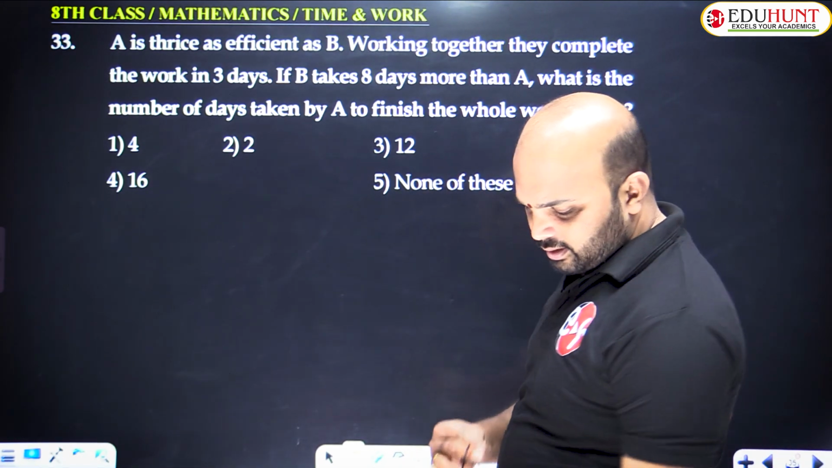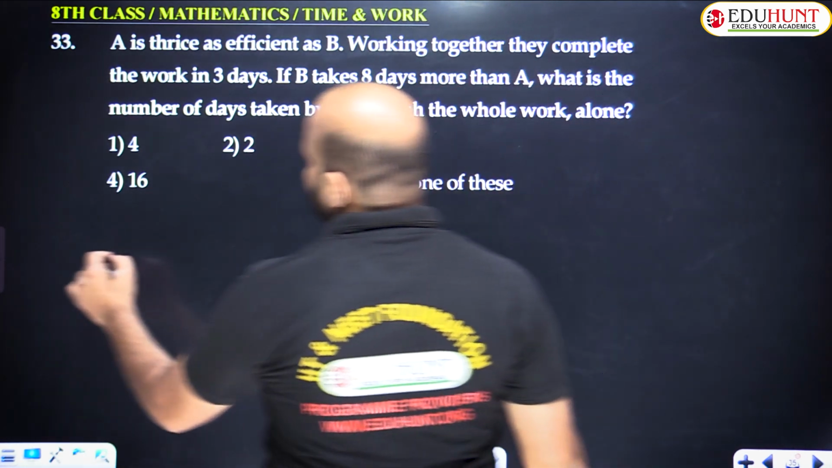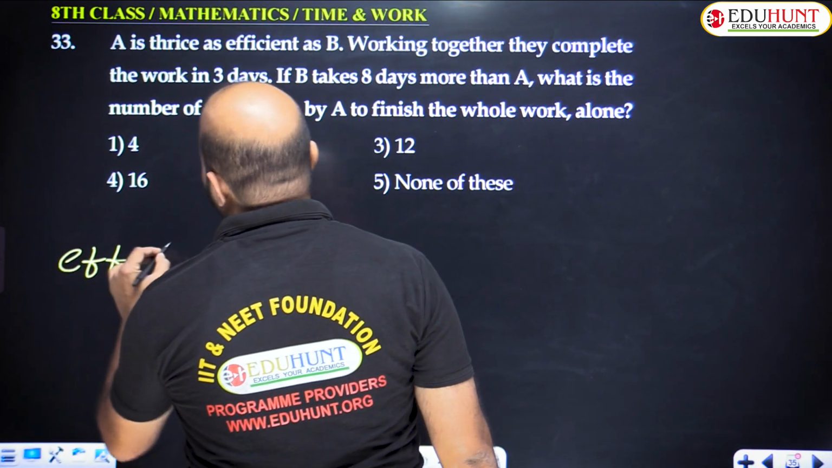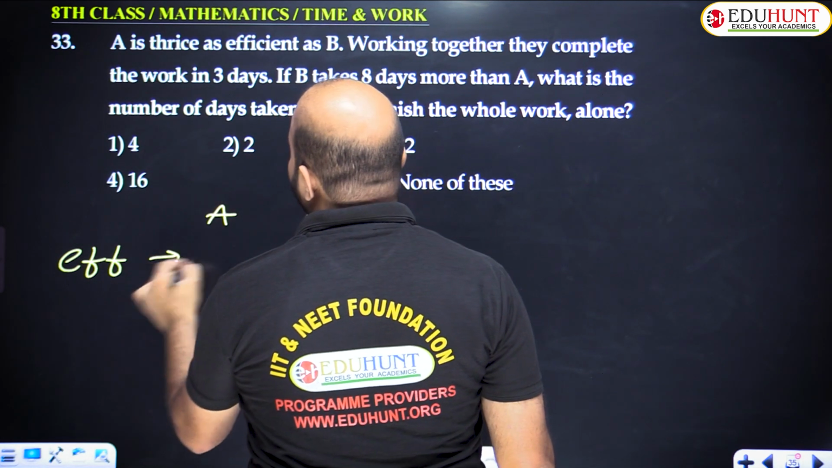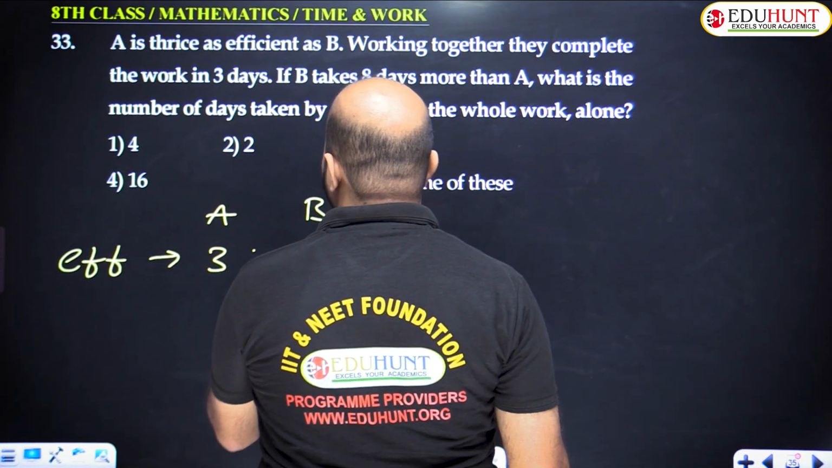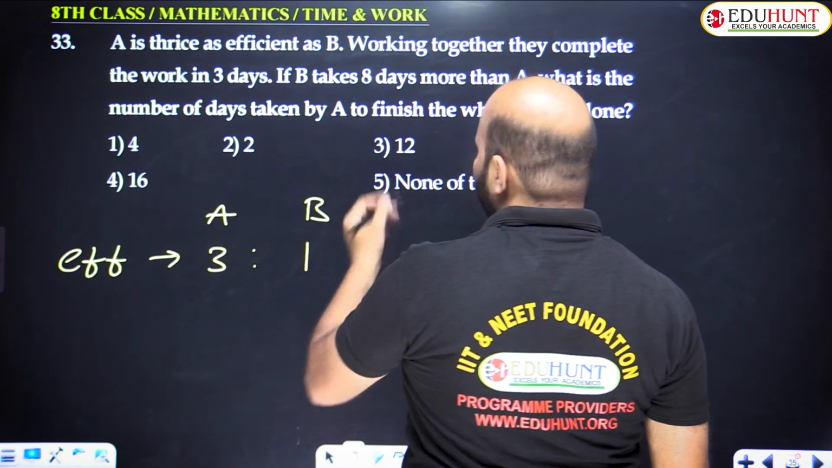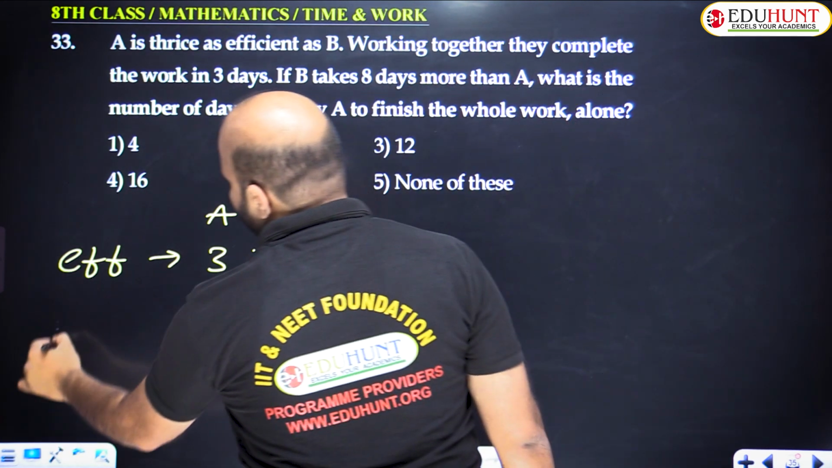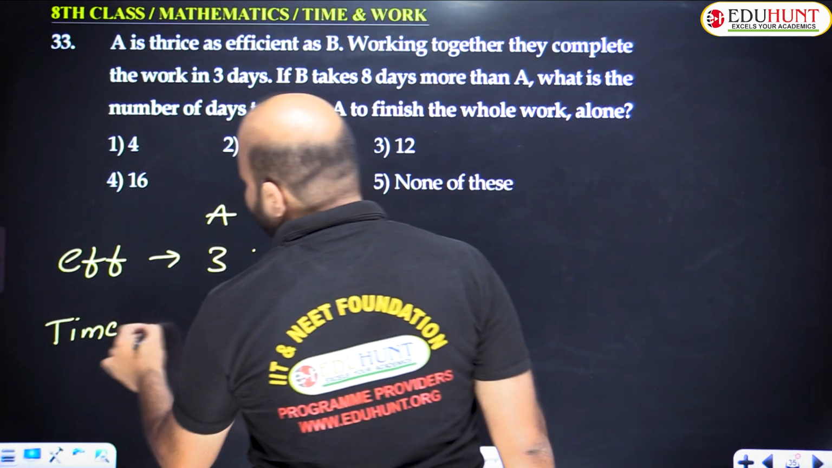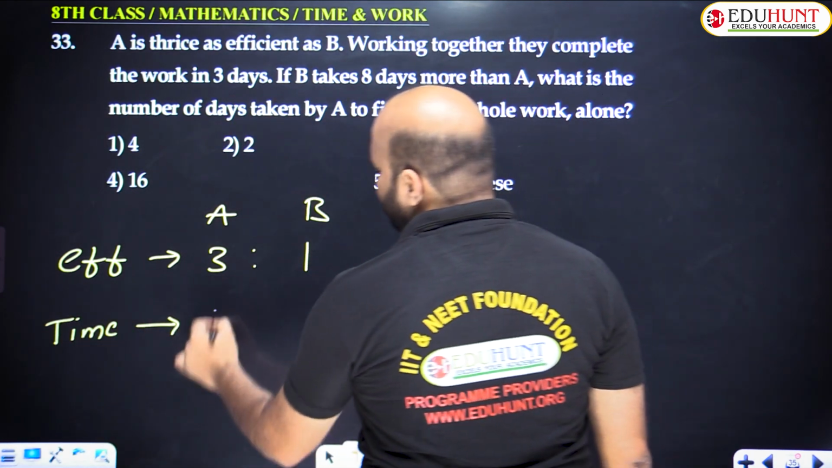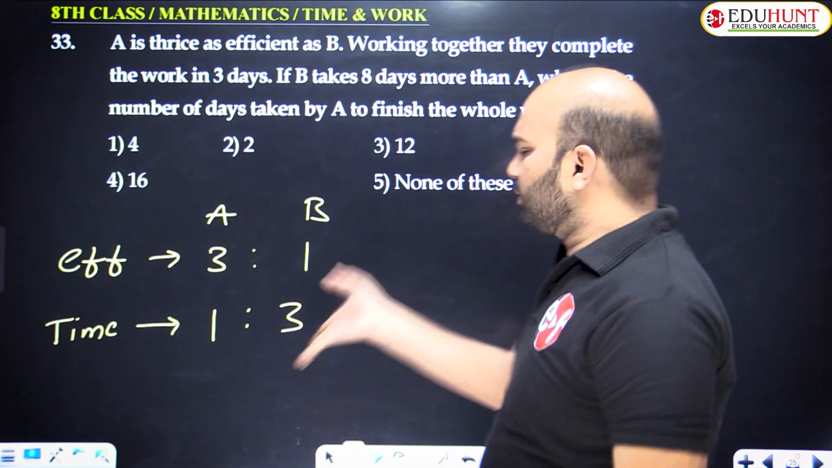So in that question, what am I given? Efficiency is given. The first is the efficiency of A and B together, and the relation between A and B. A is thrice as efficient as B, a 3:1 ratio. But the question I am asking is about timing: A alone can complete a piece of work in how many days? So what is the relation? Time is always inversely proportional to efficiency. So 3:1 becomes 1:3. That is the inverse ratio of A to B, which is B to A.